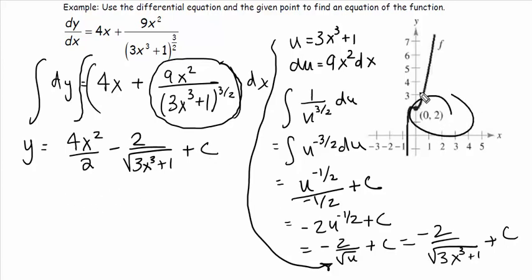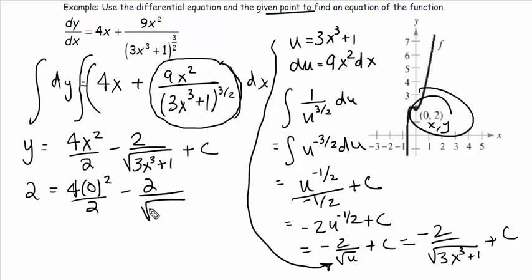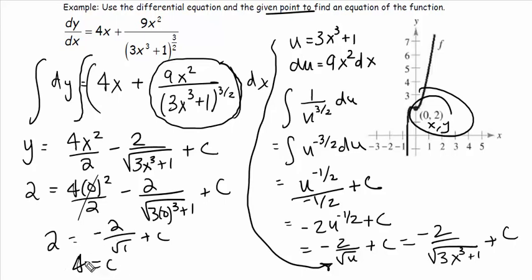And now I use the x and y that they gave me, the given point (0, 2). So y was 2, x was 0, and then I can figure out what c is. So 2 is equal to negative 2 over the square root of 1 plus c, or add the 2 to each side, so 4 is c.